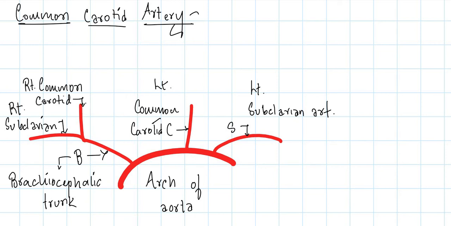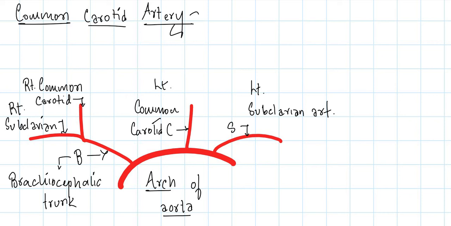So the first question is answered. You can clearly see the common carotid on the right side is coming out from the brachiocephalic trunk, and the common carotid on the left side is coming out directly from the arch of aorta. So that's a very basic concept that I'm teaching right here.